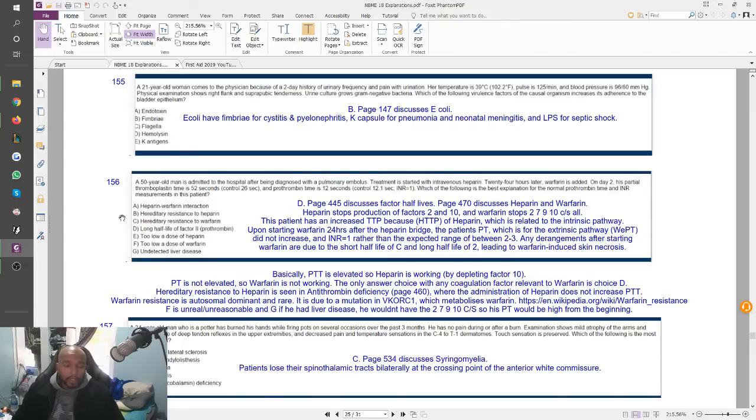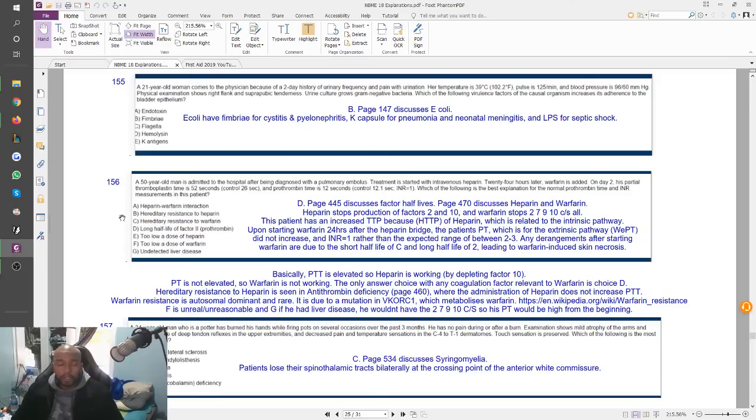So answer choice D, long half-life of factor 2, E, too low a dose of heparin, F, too low a dose of warfarin, and undetected liver disease. Okay, so now the last 3 you can easily cancel out, because if it was a low dose of heparin, again, PTT would not be affected. Could it be a low dose of warfarin? Again, another bait of an answer choice. Resistance to warfarin and too low a dose of warfarin were definitely answer choices I'm sure many people picked. Undetected liver disease, if you have liver disease, you're not going to make 2, 7, 9, and 10, so his PT would already be pretty high. Alright, so it's not that either.